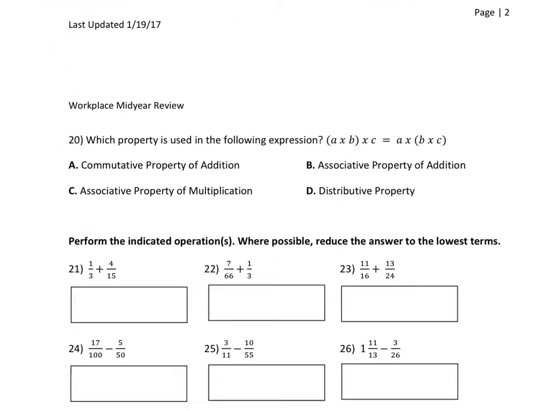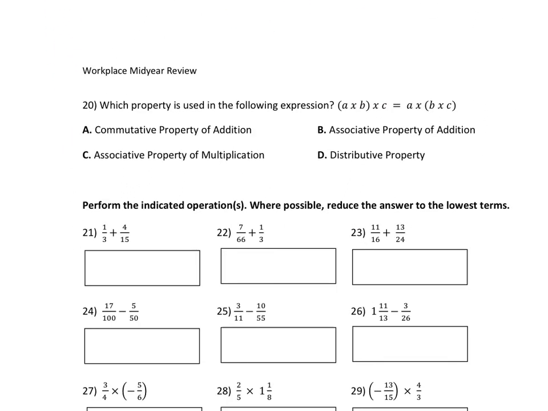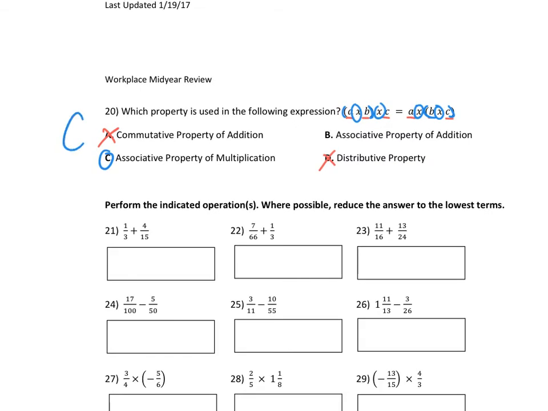Okay, number 20. Which of the following properties is being used? So we have the order again is the same, ABC, ABC, so that eliminates commutative. So I'm going to get rid of that. They don't do any multiplication. There's no distributing happening, so we can get rid of that. What changed is that the parentheses moved, which is what makes it the associative property, and the numbers are being multiplied. So that makes it the associative property of multiplication. So C is the correct answer.